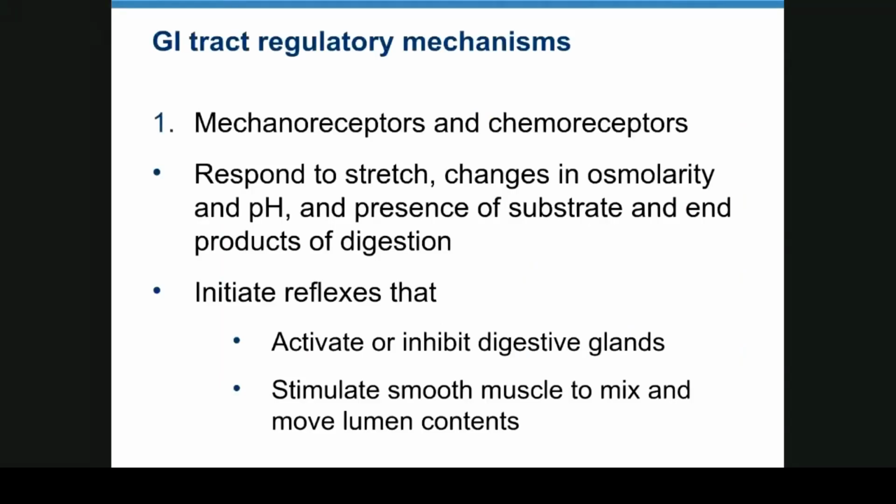Okay, regulatory mechanisms: we have both mechanoreceptors and chemoreceptors in our intestinal tract. They respond to stretch. So you eat food, you stretch your stomach. Changes in osmolarity and pH. So as you have a stomach that's full of acid and then you dump a bunch of food on it, it becomes less acidic, and so that will cause the digestive process to start. Presence of substrate, food, and then the end products of digestion. And these receptors initiate activities that activate or inhibit digestive glands, and then stimulate smooth muscle that moves contents of the gut.